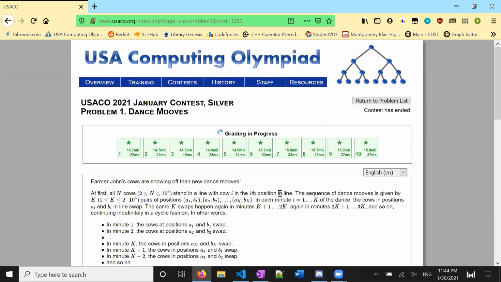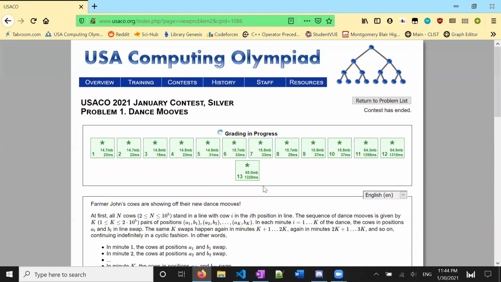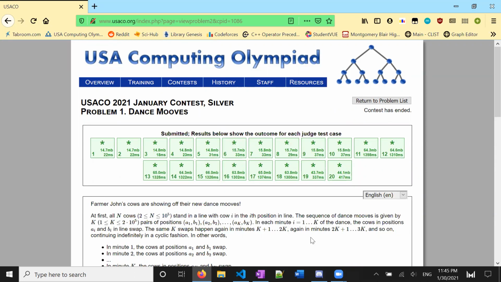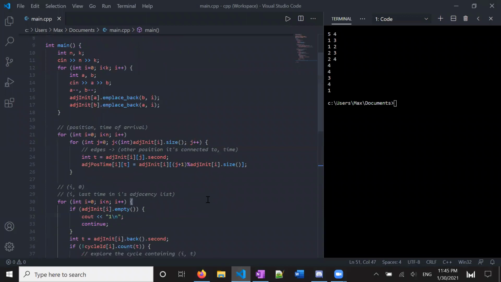Oh man, that was a long one. All right, this should be fine. Let's wait for the last few test cases. Come on now. And perfect. Okay, so that's the solution.